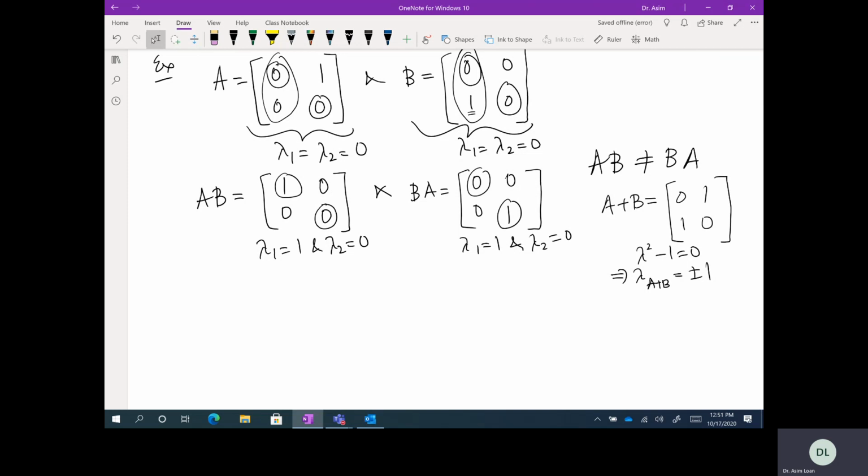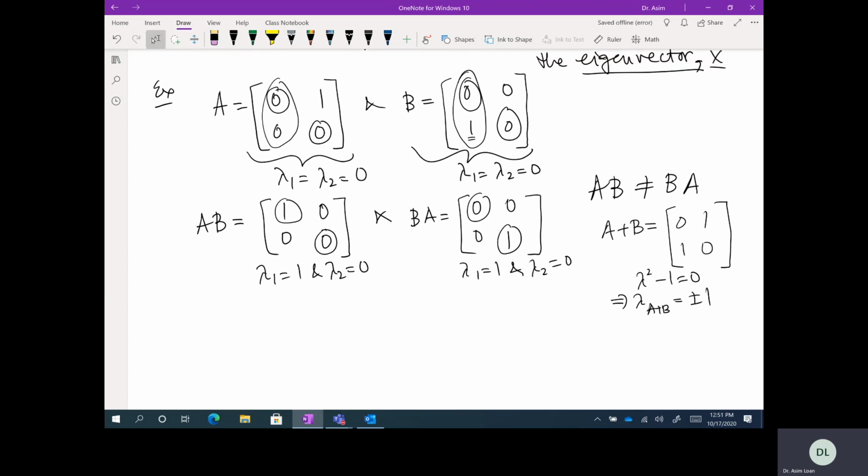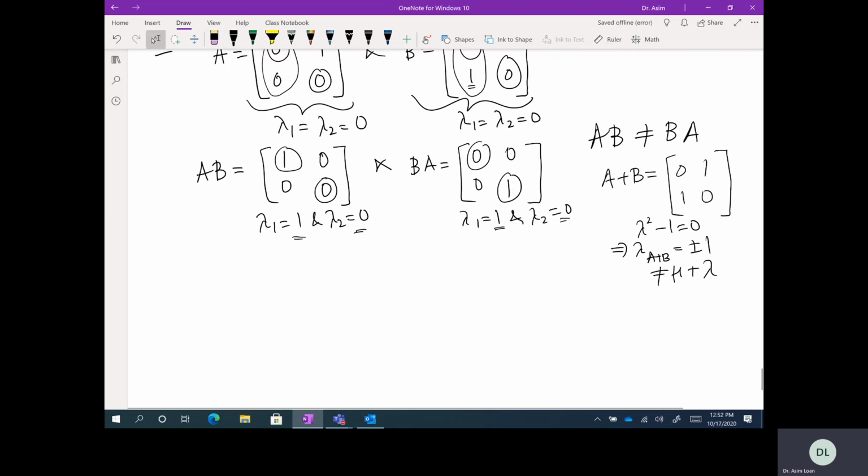So the eigenvalues of A and B here are zeros, but the eigenvalues of AB are 1 and 0. They are not the same as zeros. Similarly, the eigenvalues of A plus B are plus and minus 1, and this is not equal to mu plus lambda. And when is this true actually?